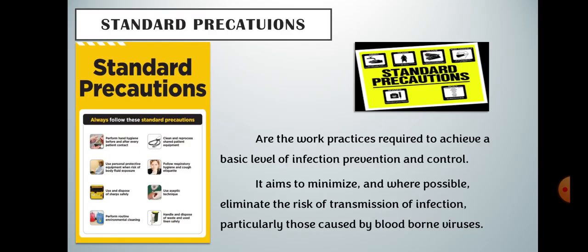First, what are standard precautions? Standard precautions are the work practices required to achieve a basic level of infection prevention and control. They aim to minimize and, where possible, eliminate the risk of transmission of infection, particularly those caused by blood-borne viruses.